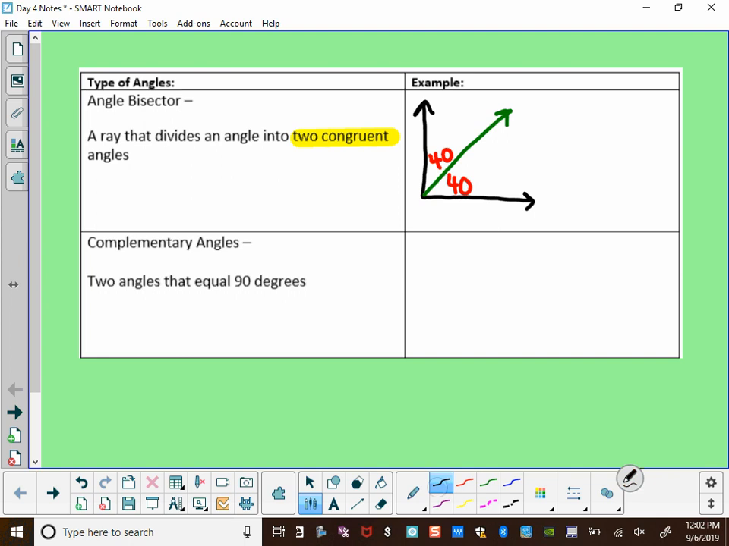Now your homework, what you saw, write this down too. On your homework, you had your angle bisector, and they didn't tell you it was an angle bisector. What they did was they put these little hash marks. Those little arcs mean that they're both congruent, and that purple line is an angle bisector.